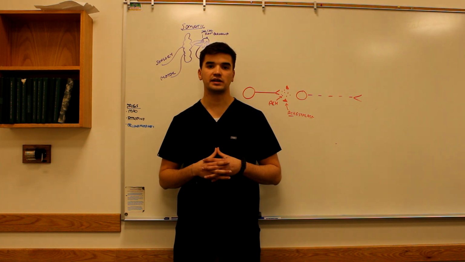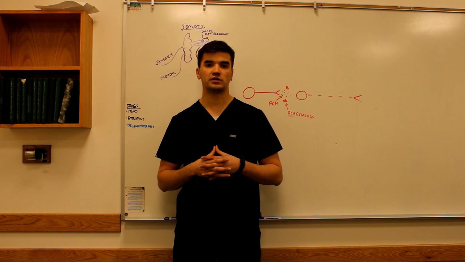Atropine is a muscarinic antagonist. That means that any neurotransmitters won't be able to interact with muscarinic receptors. Therefore, our parasympathetic nervous system won't work as much, and the sympathetic nervous system will work more.